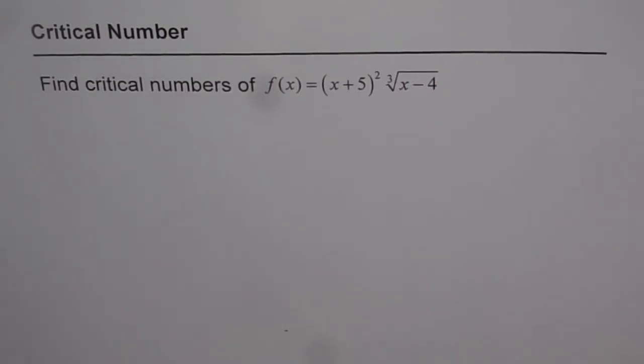Critical number. Find critical numbers of the function f of x equals (x plus 5) whole square times cube root of (x minus 4). So let me first give you the significance of a critical number.